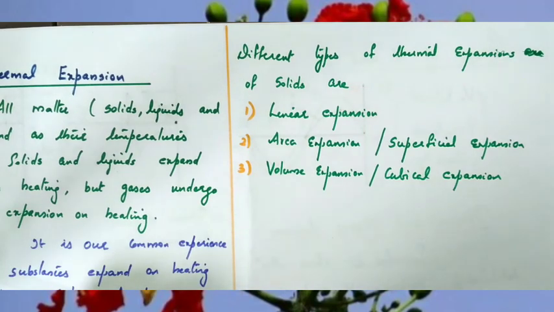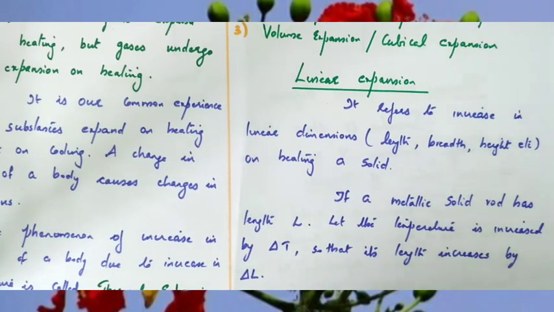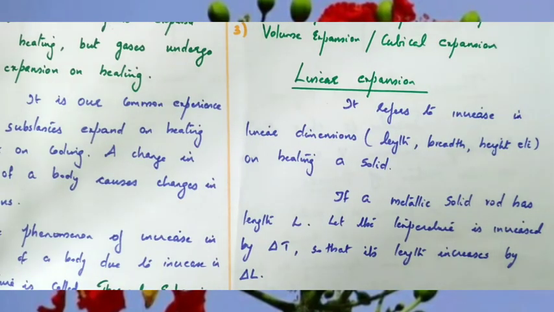Hence, the different types of thermal expansion of solids are: number 1, linear expansion; number 2, area expansion or superficial expansion; number 3, volume expansion or cubical expansion. Now, we can study one by one in detail. First, we can study linear expansion.